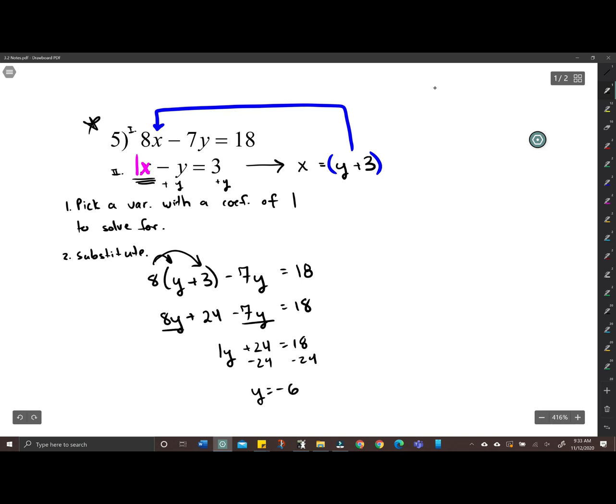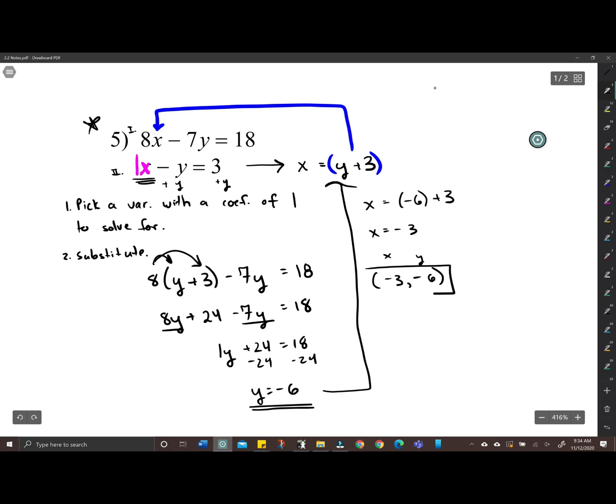And now with that, so we have y first, we're just going to substitute in to find x. So x then is negative 6 plus 3 or negative 3. So our answer is negative 3 comma negative 6. Remember, it's always x comma y. So those ones involve a little bit extra solving to do. Pick a variable to solve for. Always pick something like x, that's a positive 1, or y, that's a positive 1. That's what you want to solve for.